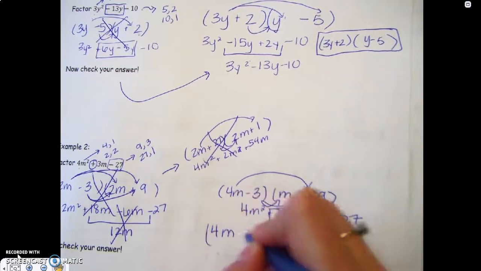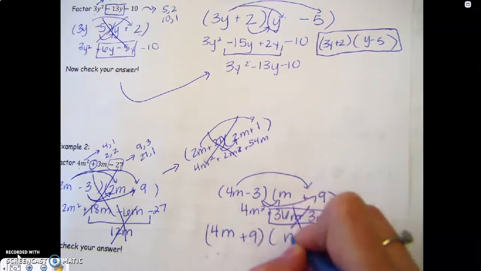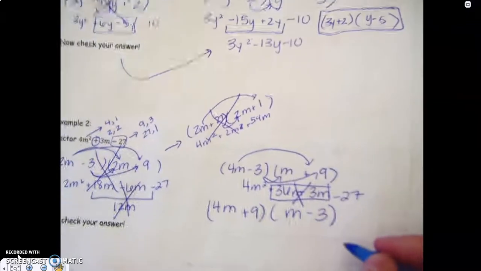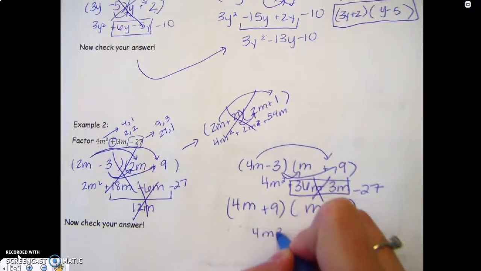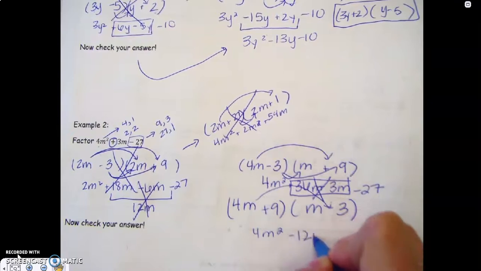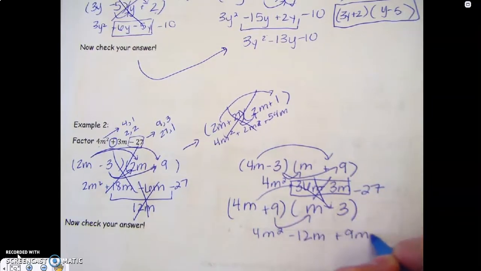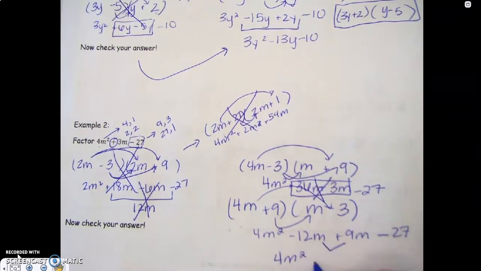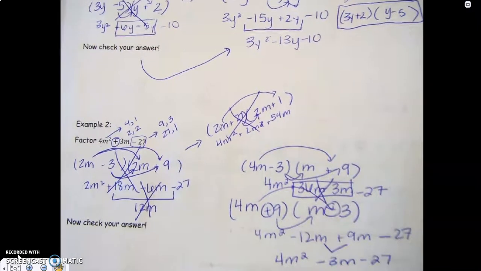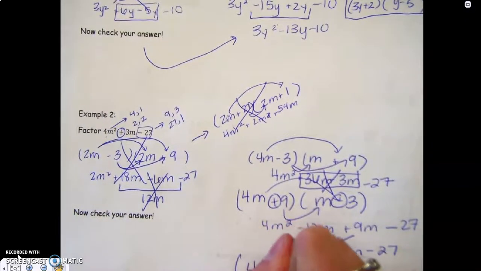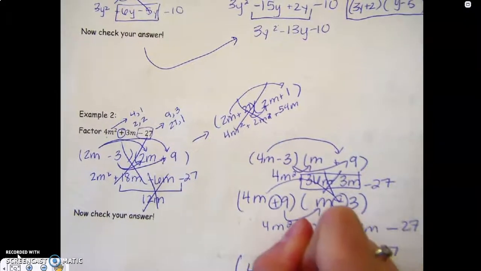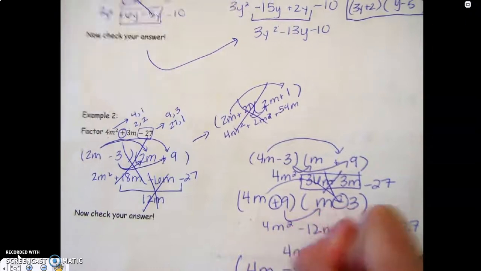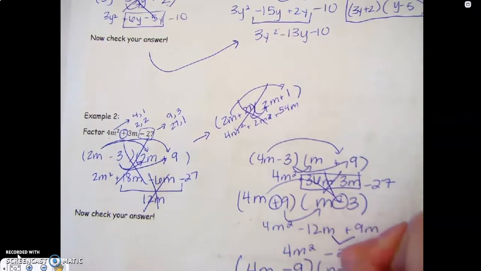So it's got to be this combo. I'm going to check my answer. 4m squared minus 12m plus 9m minus 27. Oh, I'm so close. This gives me a negative 3m, so that just must mean I have to switch these negatives and positives. So my answer is 4m minus 9 and m plus 3.